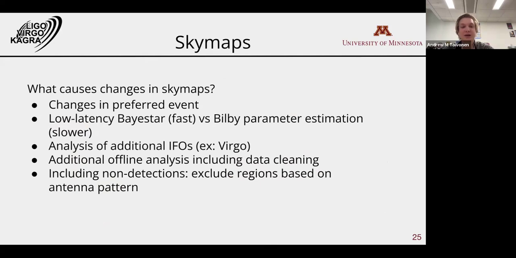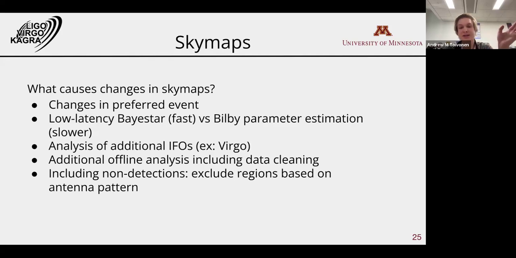And so what else can affect these sky maps? Well, we have the low latency estimate, which is Bayestar, which is very fast. Again, this is out within 30 seconds, right away with the initial alert. It's essentially immediate in real time. And then we have Bilby parameter estimation, which is much slower, on the time scale of hours. I think for this event, it was out within an hour and a half, which is still very, very good. But it's more accurate.